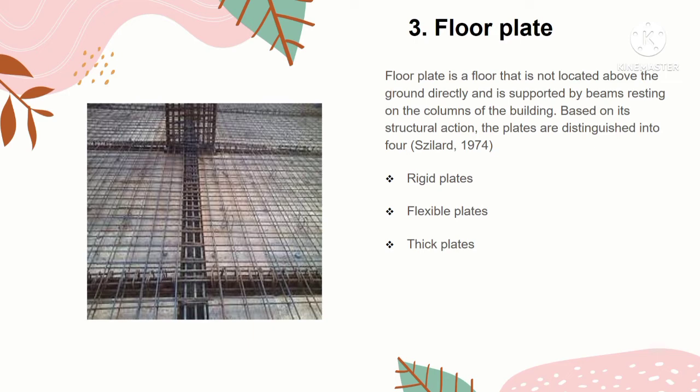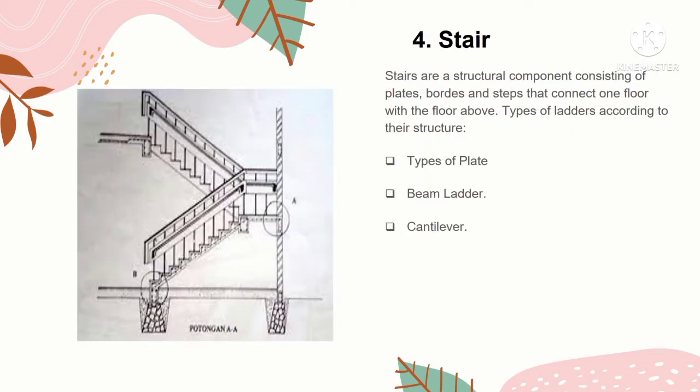Third, the floor plate. A floor plate is a floor that is not located directly on the ground and is supported by beams resting on the columns of the building. Fourth, stairs. Stairs are structural components consisting of plates, borders, and steps to connect one floor with the floor above. Types of stairs according to structure: 1. Plate type. 2. Beam stairs. 3. Cantilever.